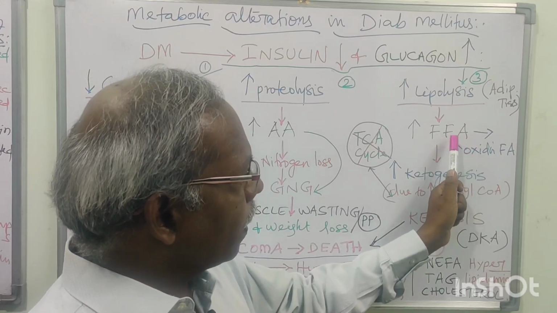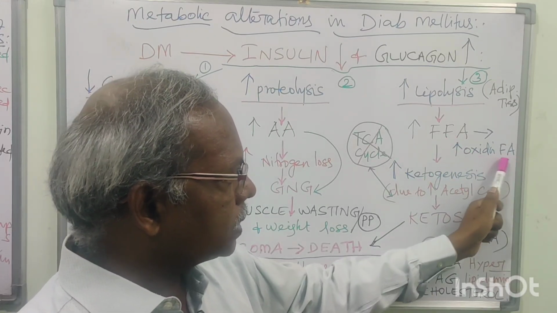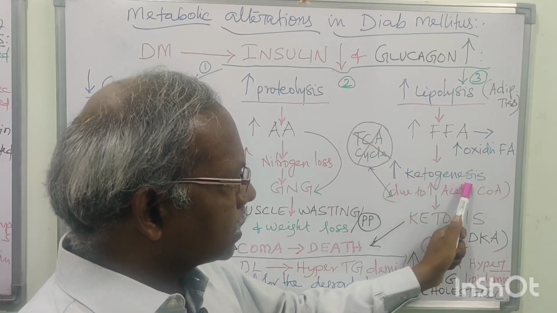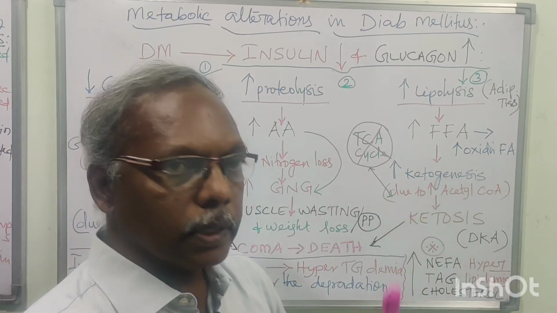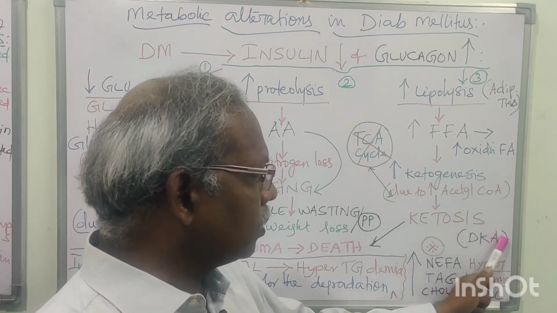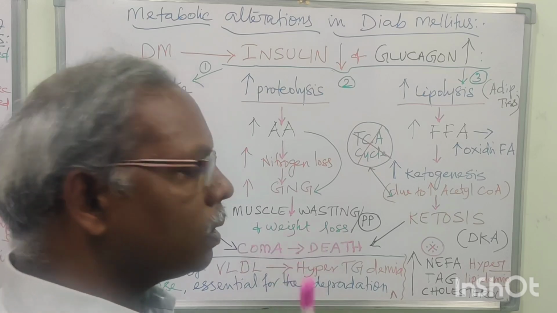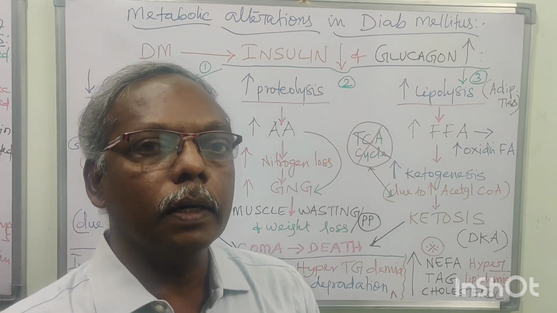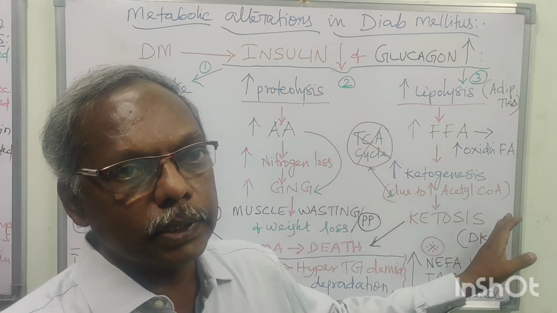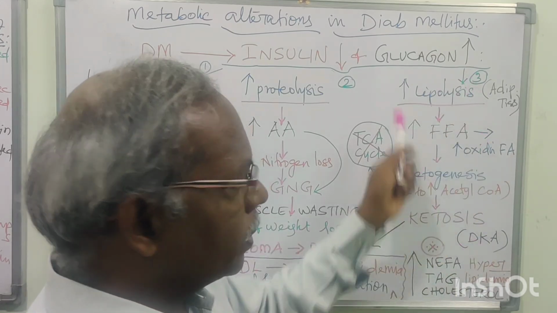That is why excess free fatty acids lead to increased oxidation of fatty acids. They will go for increased ketogenesis because of the excess amount of acetyl-CoA. Finally, they will go for diabetic ketoacidosis, then they will go for the same coma and death. A very, very emergency and dangerous condition. Right? This is regarding lipid metabolism.